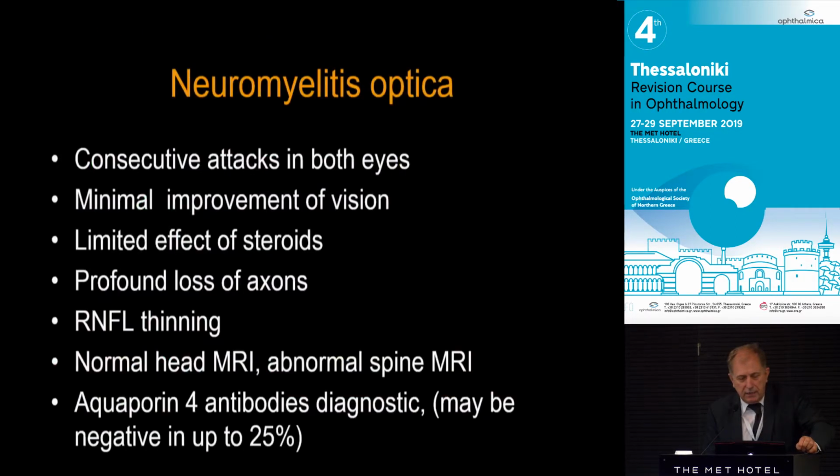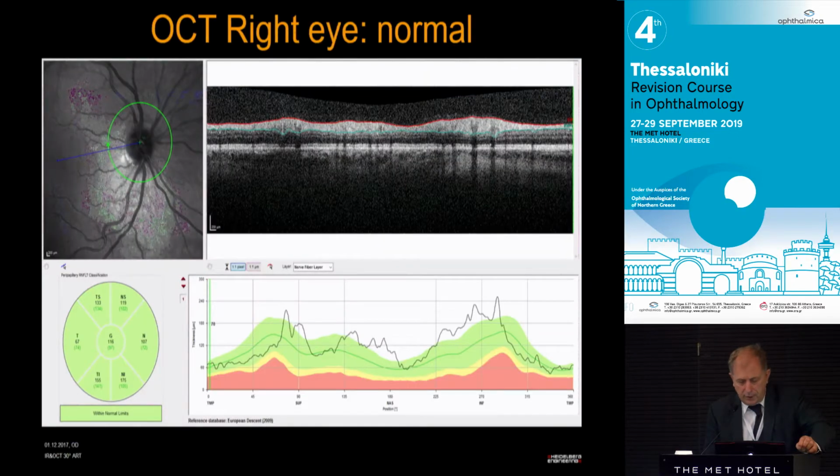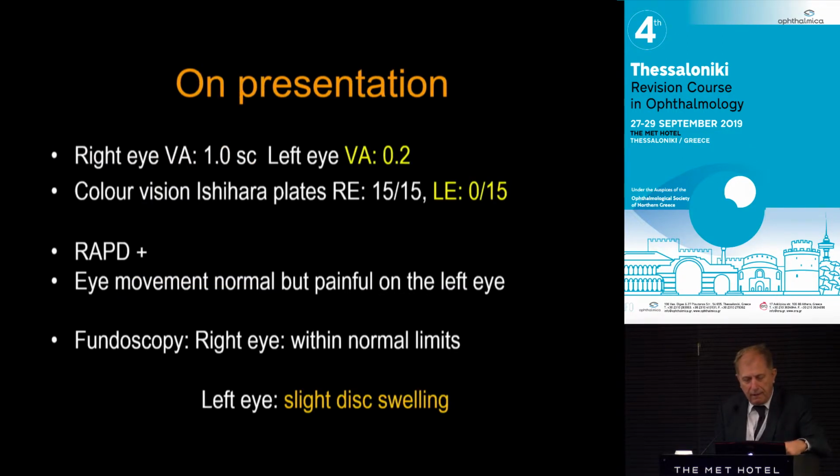Now this is another case, and in the interest of time I'll go a bit quicker. It's very interesting, because this was a 48-year-old gentleman. I told you 45 years is sort of a boundary between whether it's optic neuritis or not. And actually, he had pain on movement. He had 0.2 vision in one eye, color vision was down, and rapidity was positive.